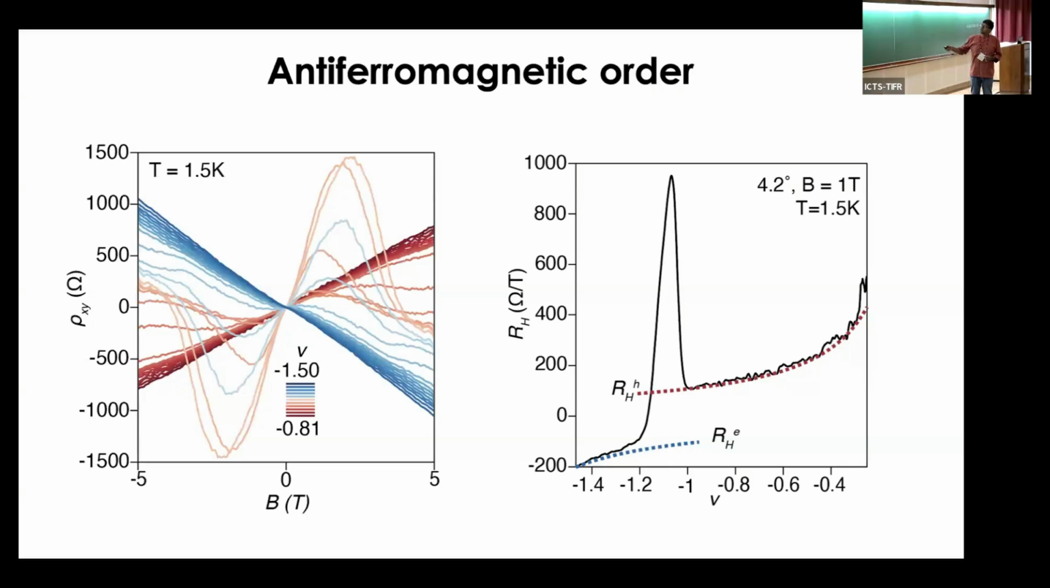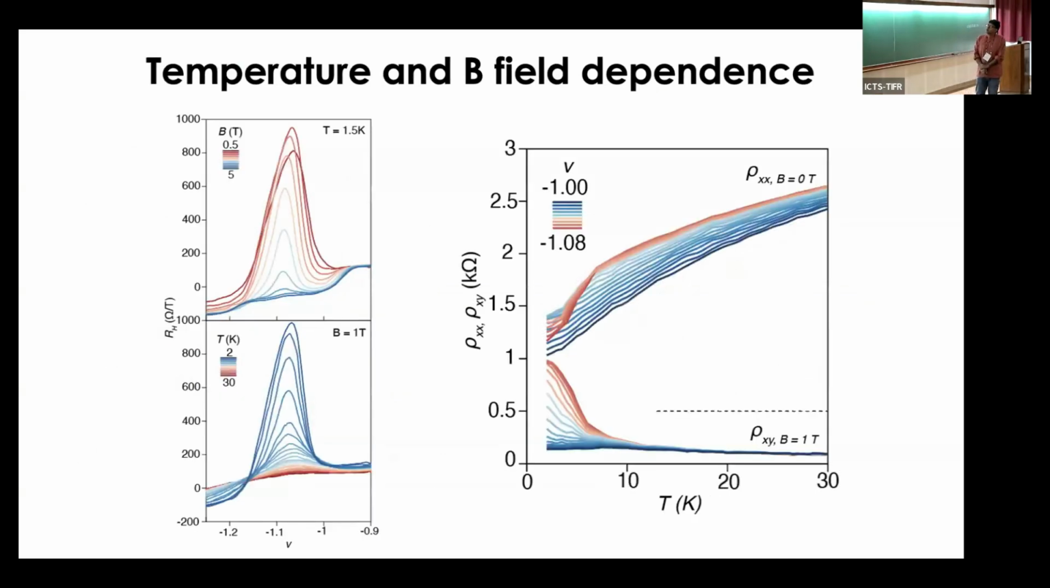And this is just sort of putting all of the data together. You can see the nice evolution from the hole side to the electron side, and in between this interesting behavior. You can try to track down and see whether there's evidence that this is a real phase transition. So what you can do is apply higher temperature, and you can also look at it as a function of magnetic field. As a function of temperature, this behavior disappears by around 30 Kelvin.